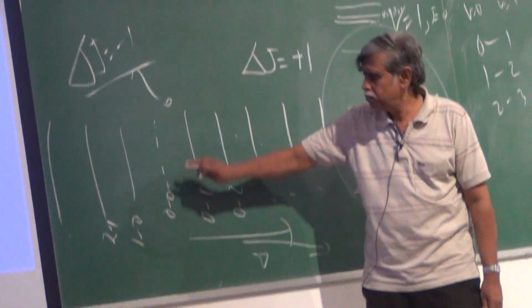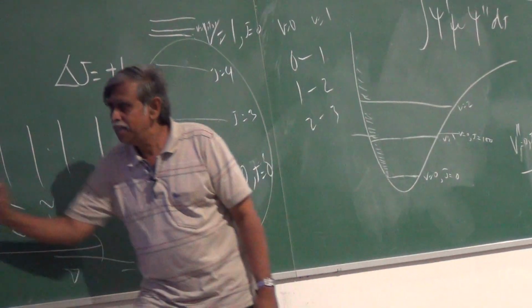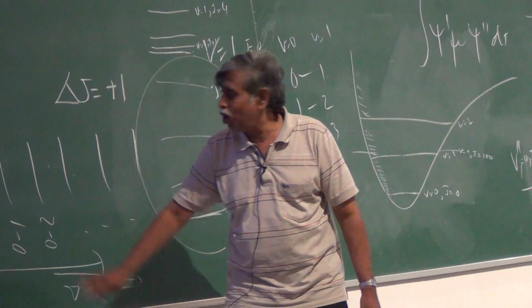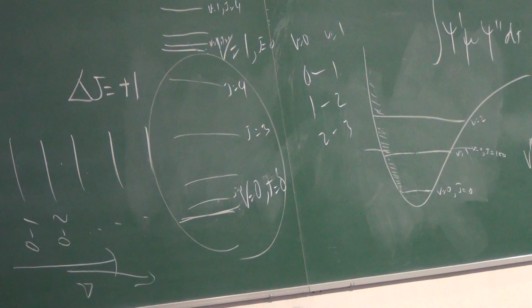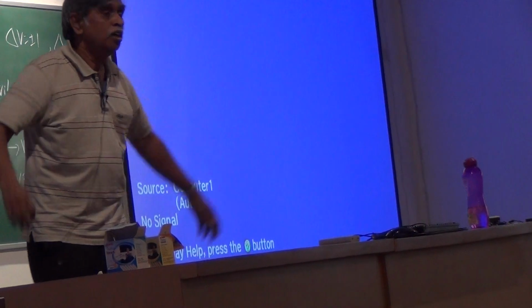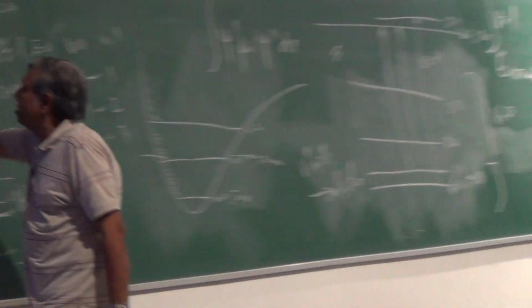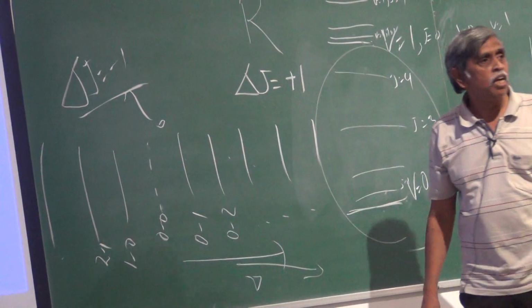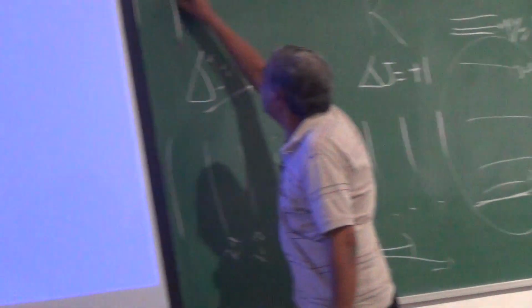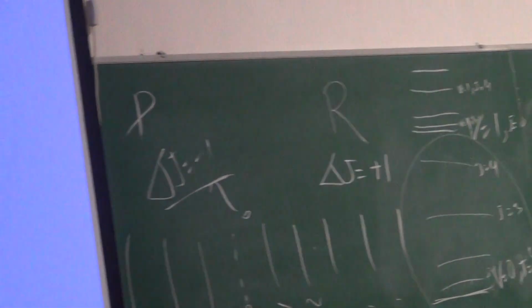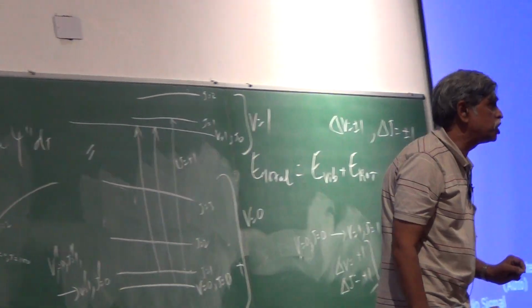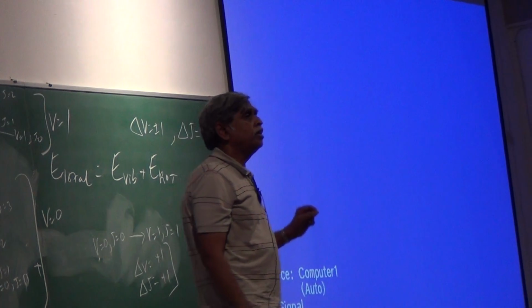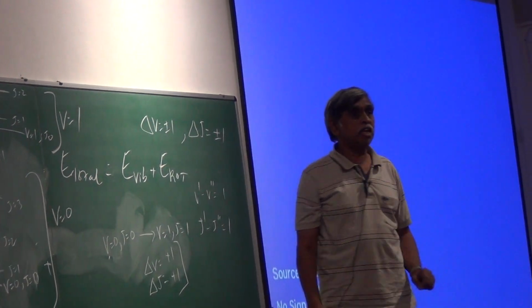Now we will not worry about it. Not seeing delta J equals 0, we have delta J plus 1 and delta J minus 1. We therefore call these the two branches of the vibration rotation spectrum. There are two branches, and this branch is called the R branch, and this branch is called the P branch. The P branch has a delta J equals -1 selection. The R branch has got delta J equals plus 1 selection.